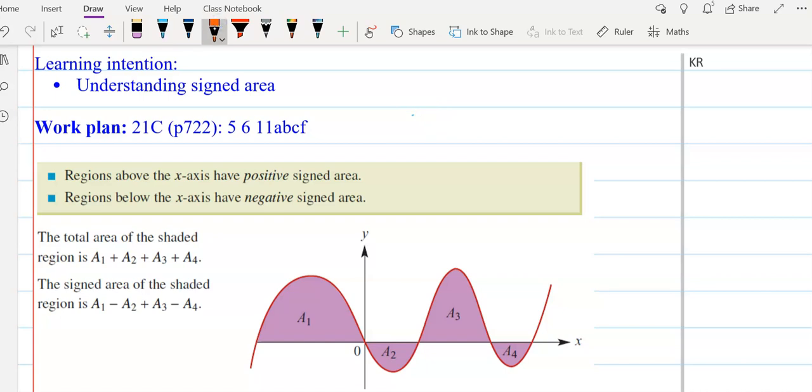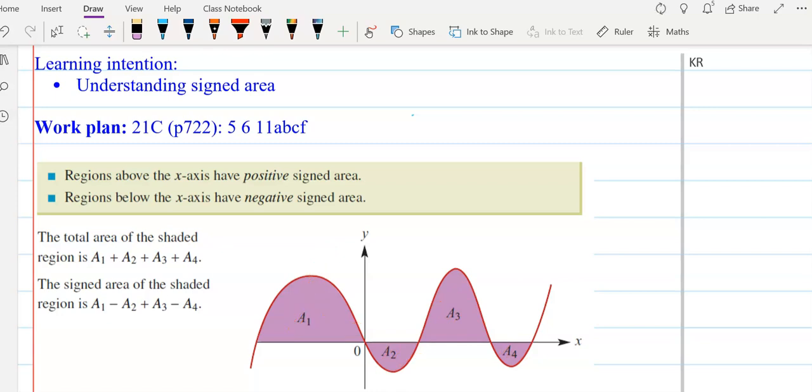Hello all, welcome back. We are going to have a look at signed areas, in particular connecting this into definite integrals. I have a diagram here and you can see part of the curve is above the x-axis and some is below the x-axis. If I were to look at the shaded area, we simply need to add A1, A2, A3 and A4. It's basically adding the areas.